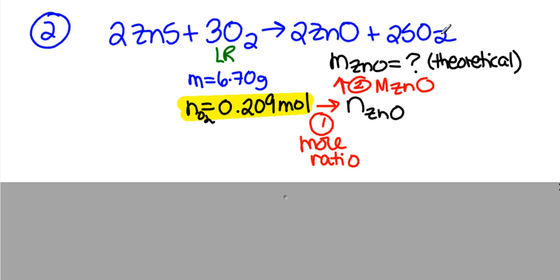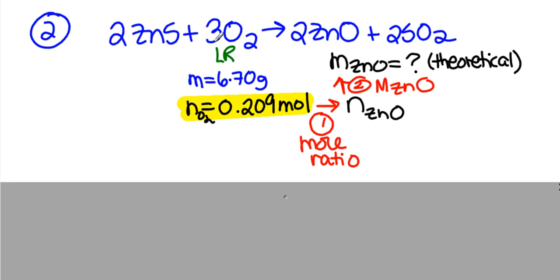This is our balanced equation. We know that oxygen's our limiting reactant, so we have to use it to find out the mass of zinc oxide. We started with 6.70 grams, but we've already done that calculation where we found the number of moles of oxygen, which was 0.209. And now we have two remaining steps left. Find the moles for zinc oxide using our mole ratio, and then back into mass.